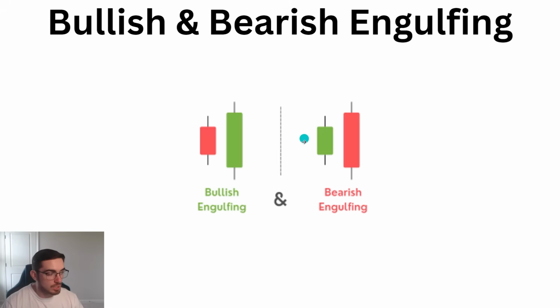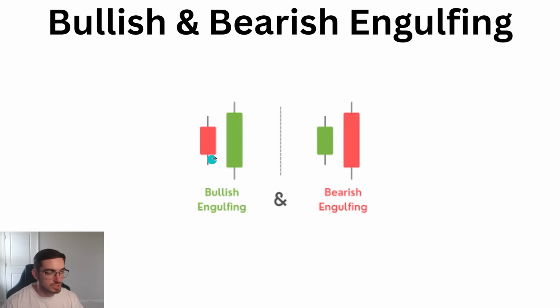As far as bearish engulfing, we have this small body green candle and then a large red candle right here. This is implying that there wasn't a lot of buyers right here, but when the sellers came in, they were able to swallow up the previous buyers, implying a lot of selling pressure.